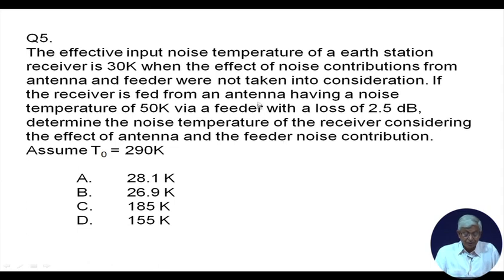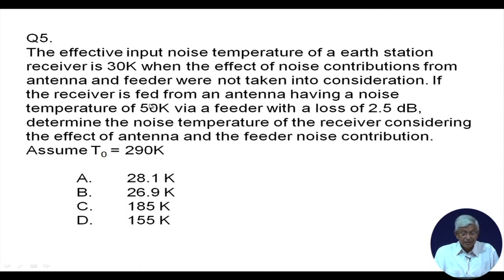This is much longish written, but the problem is very simple. The effective input noise temperature of an earth station receiver is 30 K. Effective input noise temperature is already mentioned, when the effect of noise contribution from the antenna and feeder were not taken into consideration. That means, independently noise temperature is 30 K.